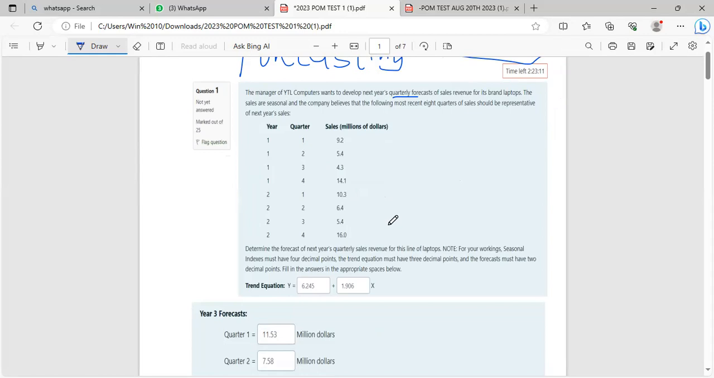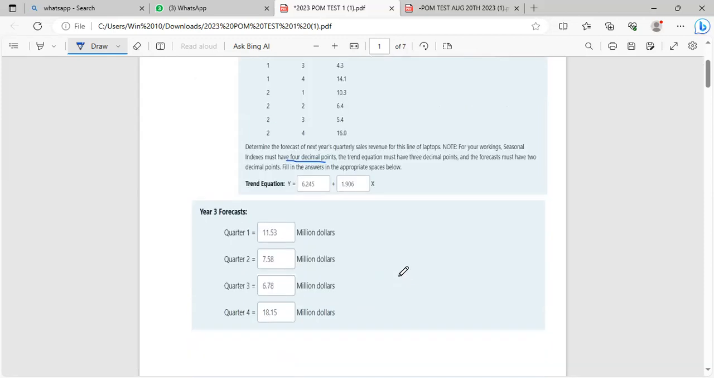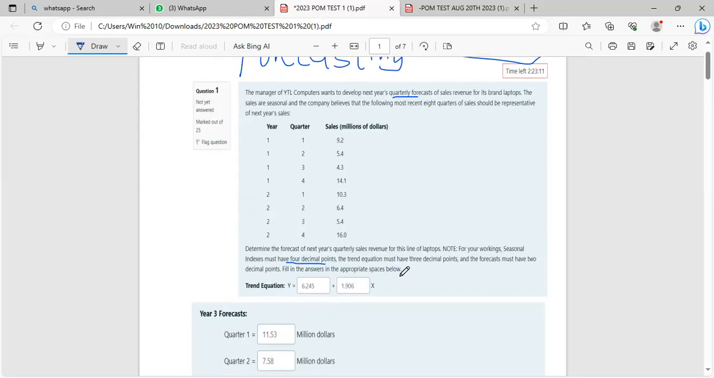Okay, so now they're saying, tell me the forecast of next year's quarterly sales revenue for this line of laptops. For your working, seasonal indexes must be 4 decimal places. The trend equation must have 3 decimal places, and the forecast must have 2 decimal points to fit in this equation. So this equation was not actually given. So what was supposed to be done here is to deseasonalize the data for us to get the question one answers correct.